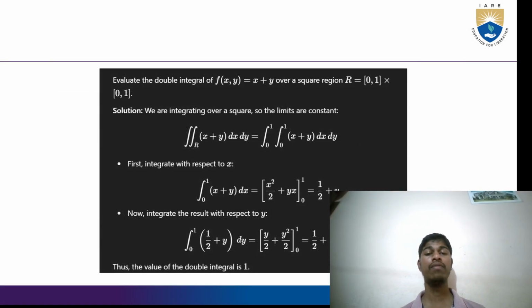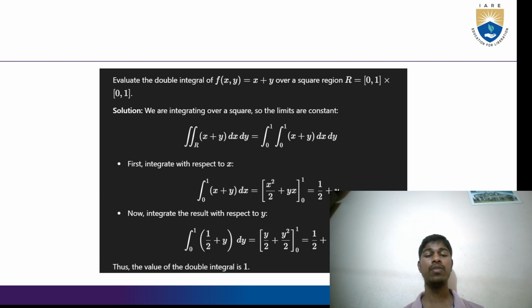Evaluate the double integral of function f of x and y is equal to x plus y over a square region R is equal to the set 0 comma 1 multiplied with the set 0 comma 1. We are integrating over the square, so the limits are constant. So when we apply the double integral over R of x plus y dx dy, the first integral becomes 0 to 1 and the second integral becomes 0 to 1 of x plus y dx dy. First we will integrate with respect to x and then we will integrate the product that we got with respect to y.